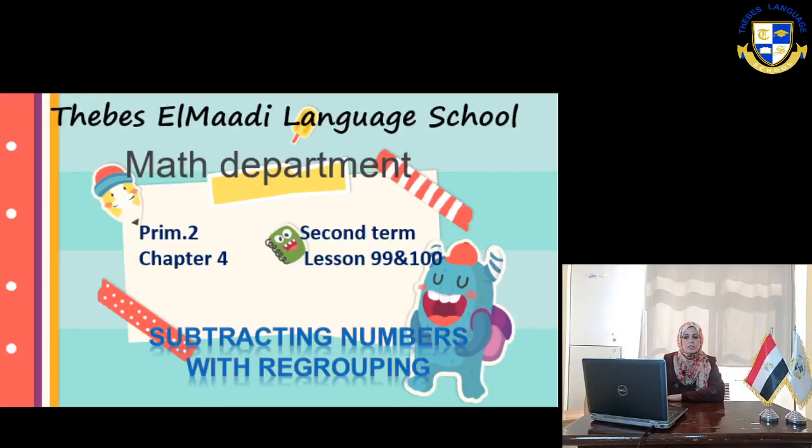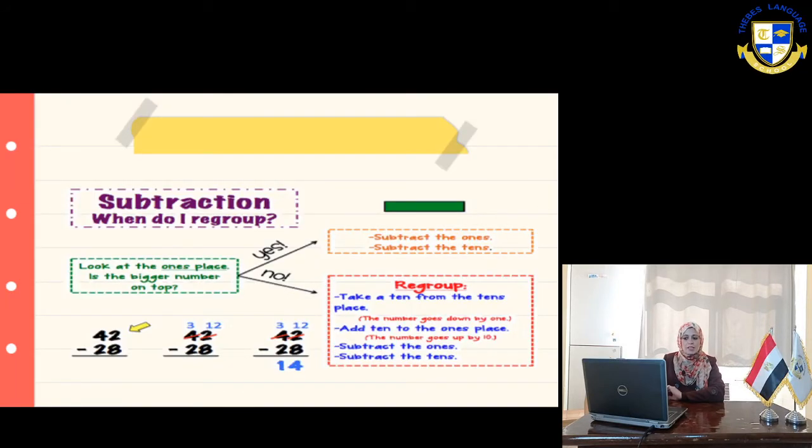Let's start. When do I regroup? Look at the ones place in the bigger number on the top. If yes, subtract the ones. If no, you have to do the regrouping. What is the meaning of this?